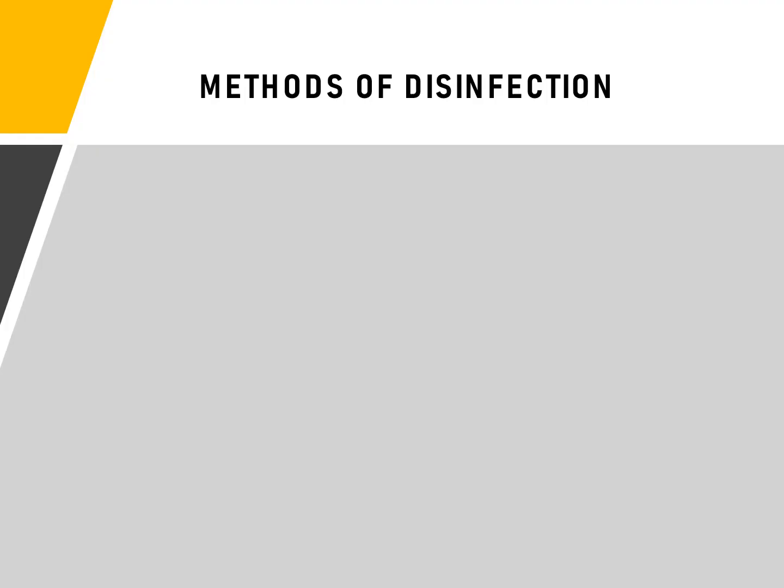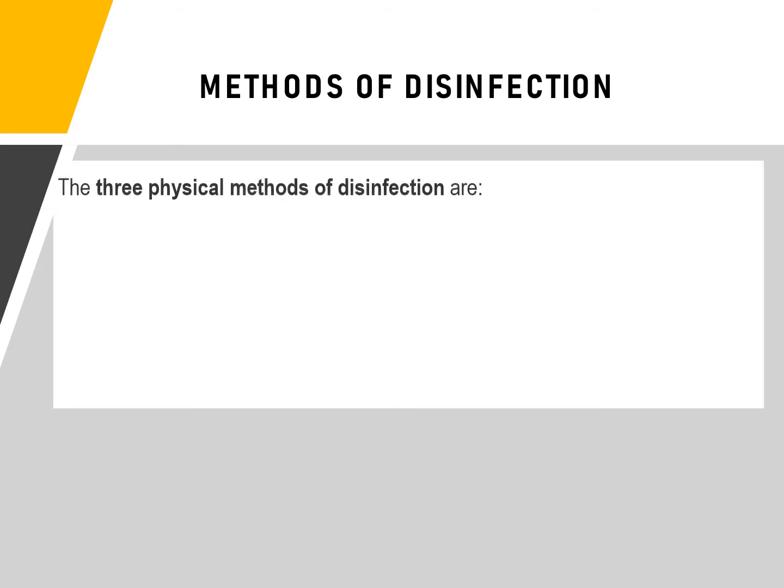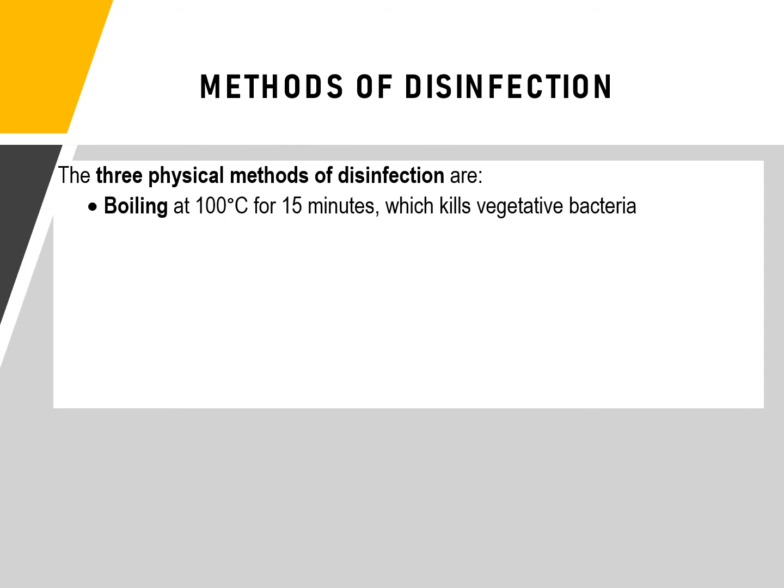For the methods of disinfection, we are going to discuss two general methods. First is the physical method and second is the chemical method of disinfection. So we start first with our physical methods. For the physical methods of disinfection, we have boiling at 100 degrees Celsius for 15 minutes. This process generally kills vegetative bacteria.